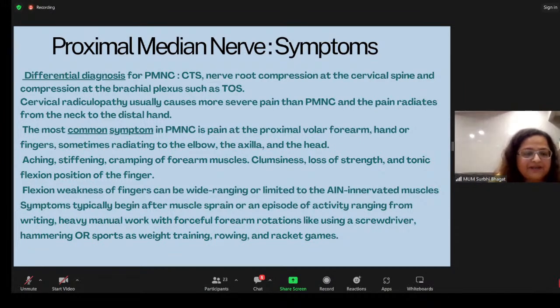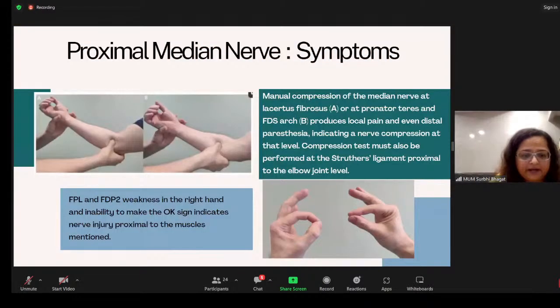So typically it may start with just a sprain and we neglect it, thinking it is just a muscle ache or something. And it may aggravate with movements like screwdriving or hammering, or playing some sports like tennis or badminton, and can aggravate in forceful activity. So it should not be neglected at that time.